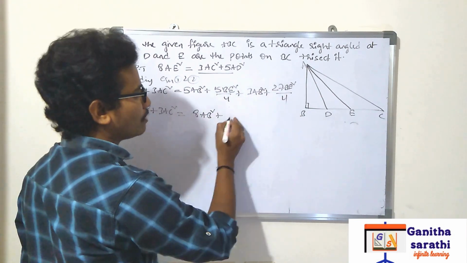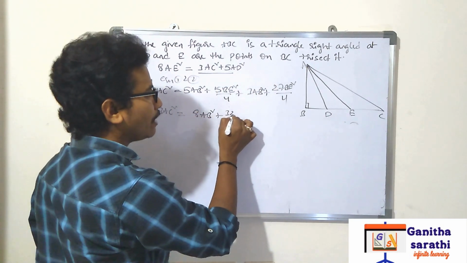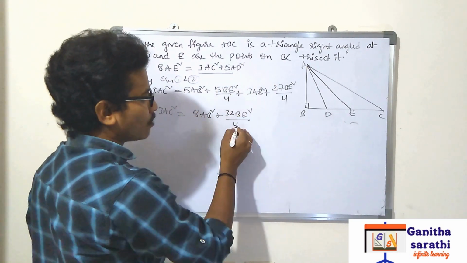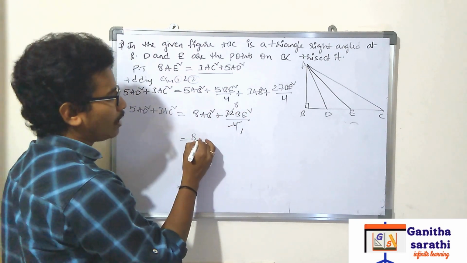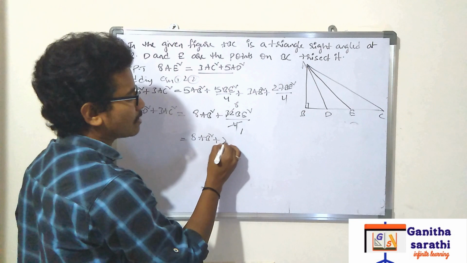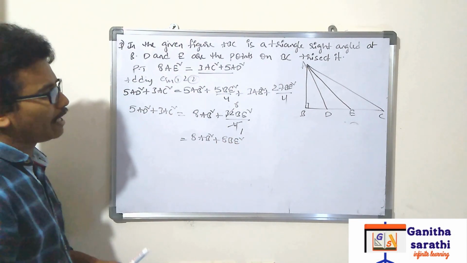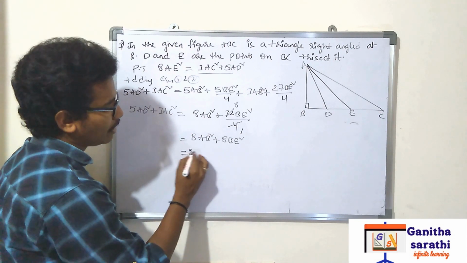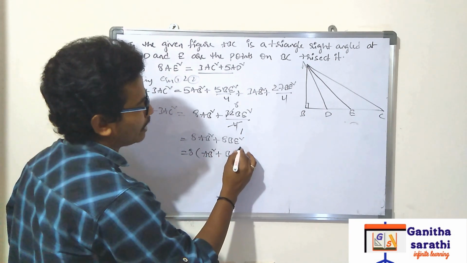For both, the LCM is 4, so you can write 4. So 5 plus 27 will give you 32 BE square. We can cancel: 4 eights are 32. So what is the remaining? 8 AB square plus 8 BE square. If you take 8 common, what will you get? AB square plus BE square.